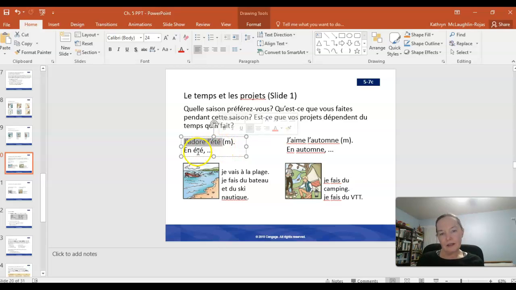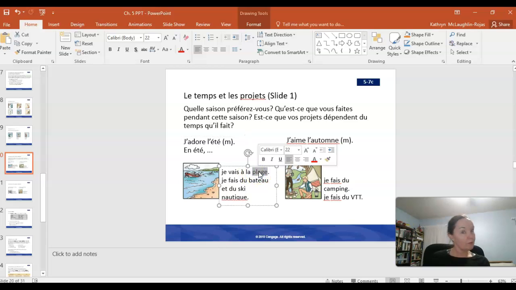So en été, so when we're talking about being in a season, we use the preposition en. En été, je vais à la plage, je fais du bateau et du ski nautique. So je vais à la plage, I go to the beach. You probably remember that from earlier in the semester. Je fais du bateau, I go boating. Et du ski nautique, or water skiing. So those might all be great activities to do in the summer.